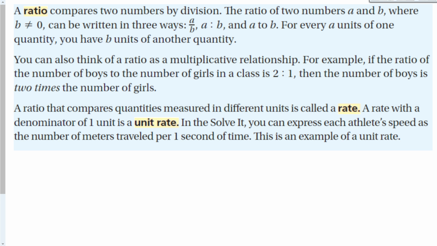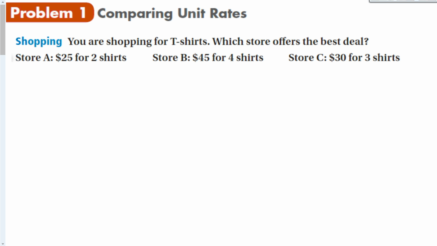A ratio that compares quantities measured in different units is called a rate. A rate with a denominator of 1 is called a unit rate. Okay, so we didn't look at the solve it, but let's look at a problem. So you're shopping for t-shirts. Which store offers you the best deal? 25 bucks for 2 shirts, 45 bucks for 4 shirts, 30 bucks for 3 shirts.